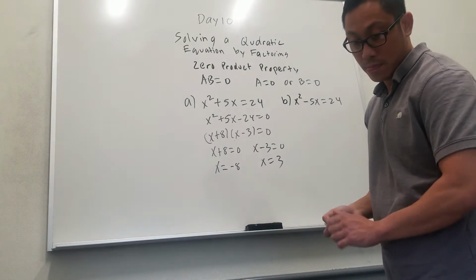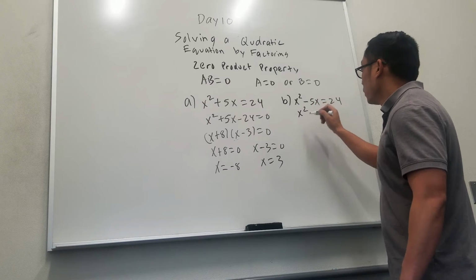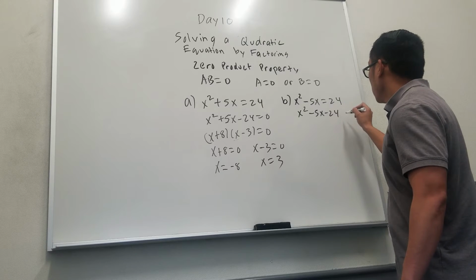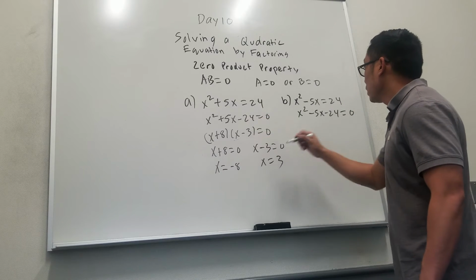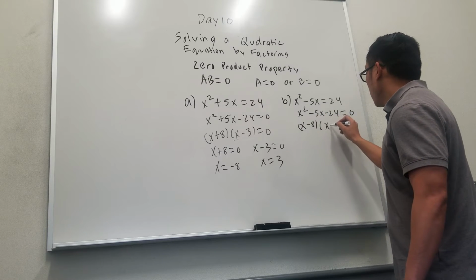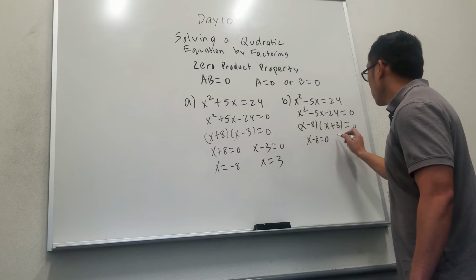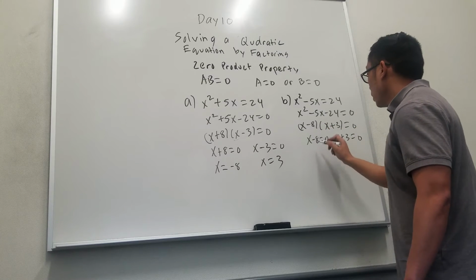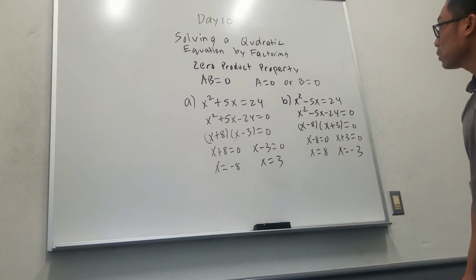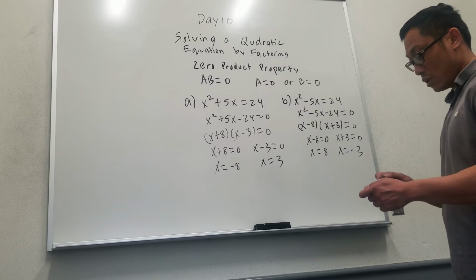To do this, it's basically the same idea. I'm going to subtract 24 to the other side, right? This is equal to 0. Same thing, now we just have to factor. Instead of x plus 8, it's going to be x minus 8, x plus 3 equals 0. Then I set both of them equal to 0. So x is equal to 8, x equals negative 3. Same idea, same steps. That's it, we finished.